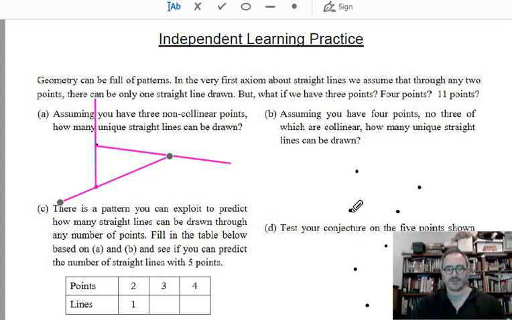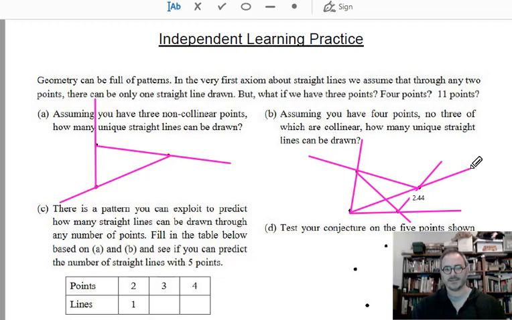What about if there's 4? All right, if there's 4 non-collinear points, I can draw 1 line. I can draw a second line. I can draw a third line. I can draw a fourth line. Am I done? Does anyone think I'm done? Hopefully not, because I'm not done. I can draw a fifth line. I can draw a sixth line. I can draw 6 lines through 4 non-collinear points. Isn't that something? All right.